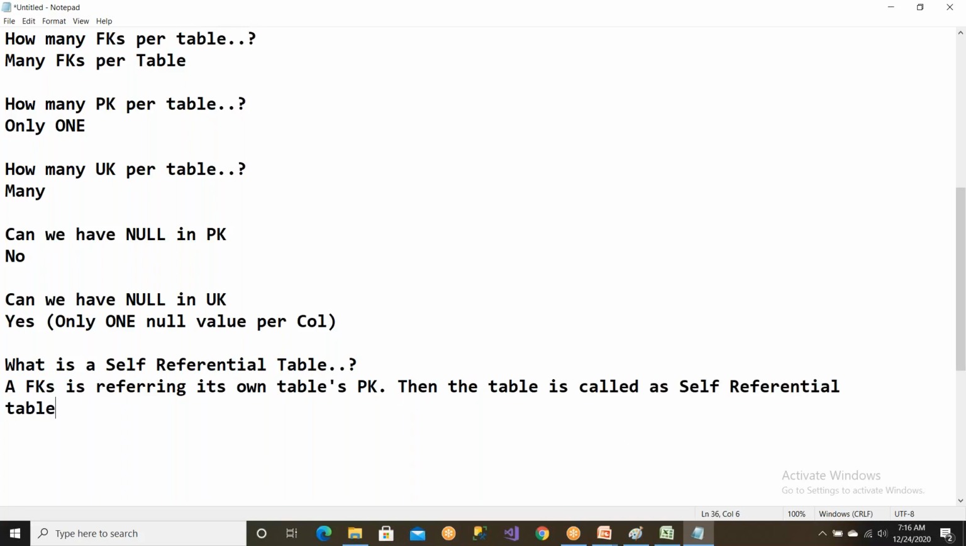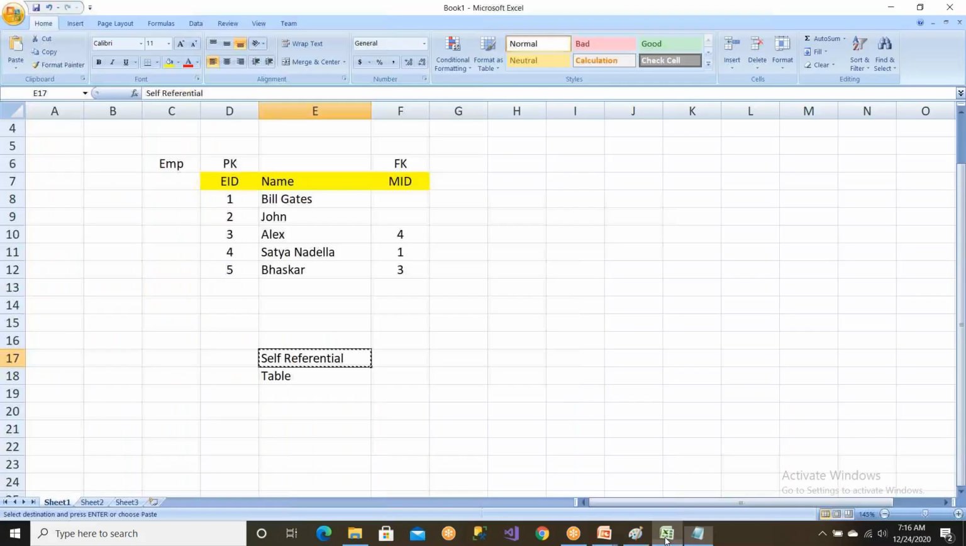Self-referential table. Clear? What does a self-referential table mean? A foreign key is referring to its own table's primary key, or it can also refer to its own table's unique key. Anything is fine. Clear? Its own table's primary key or unique key. Then the table is called a self-referential table. Remember.